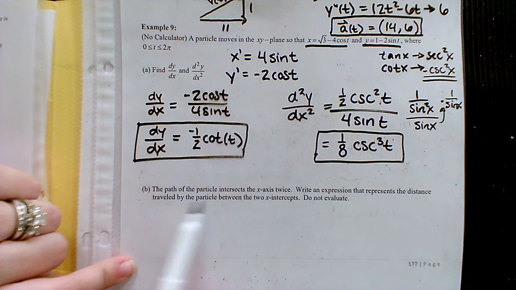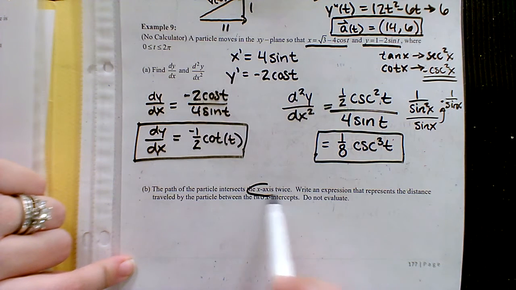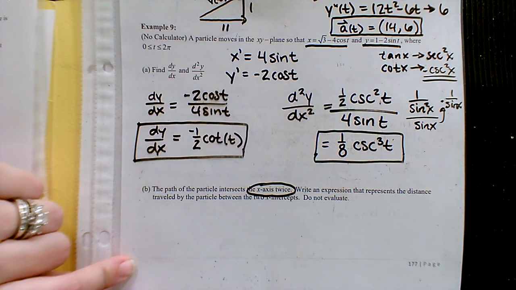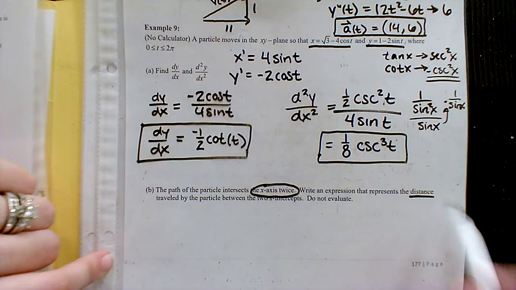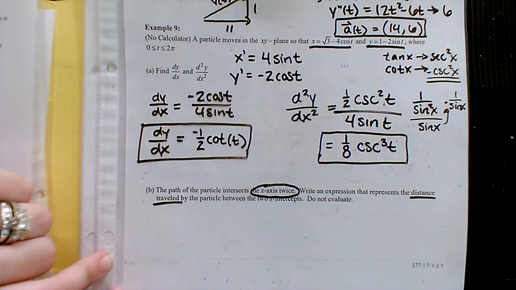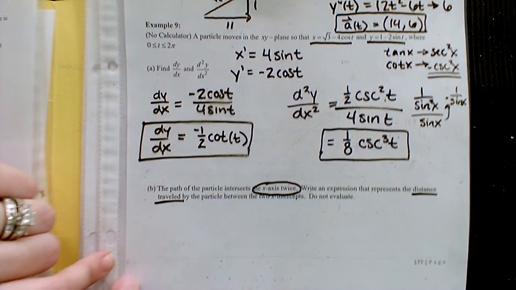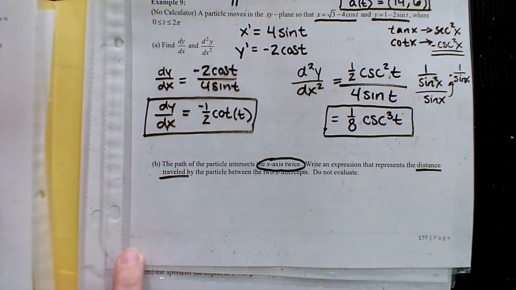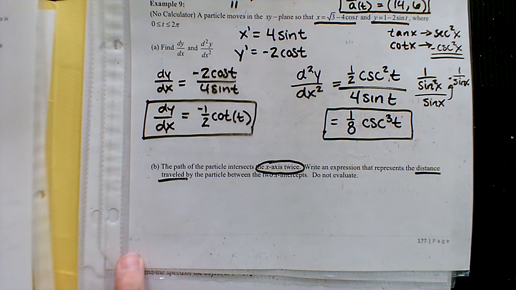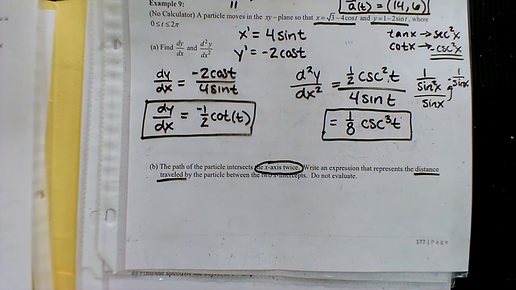All right, so for the same question, let's kind of bring in some of this vector idea, perhaps. The path of the particle intersects the x-axis twice. Write an expression that represents the distance traveled by the particle between the two x-intercepts. Do not evaluate. Remember, this was no calculator, so they just want the setup. If we don't have a calculator to actually type it in, no big deal.